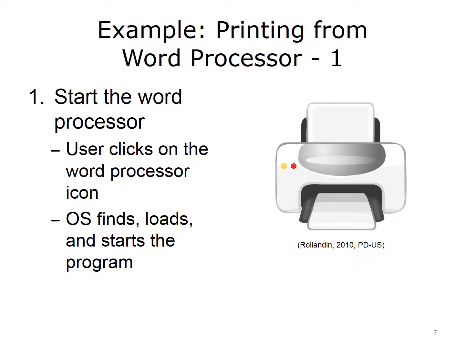Here is an example of how an OS works and what it does. Suppose you want to print a document from a word processor. First, you start a word processing program by, say, clicking on the desktop icon for that program. The OS registers the mouse click and knows that you want to open the word processor. It finds where that program is stored on the hard drive, loads it into memory, and starts the program.